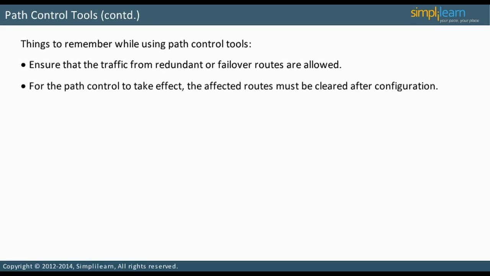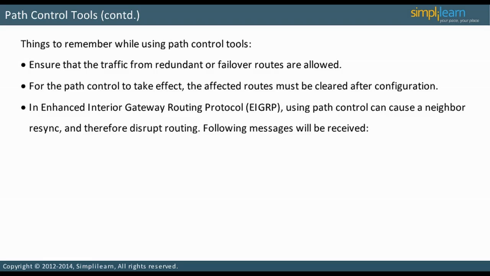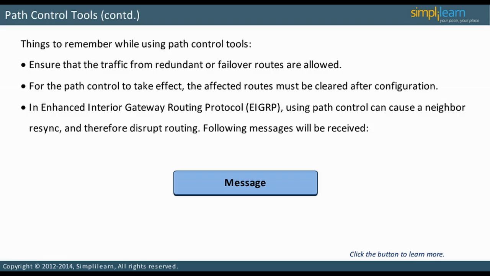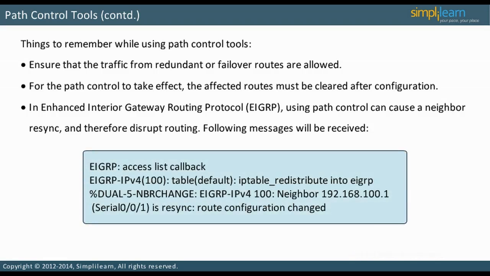Another consideration is that affected routes must be cleared after configuration for the path control to take effect. In EIGRP, routes are cleared automatically. However, this is not necessarily good. Click the button to see the messages. As you can see on the slide, you do not want this to happen on a production router. For OSPF and BGP, manually clear at least the routes affected by the path control configuration.